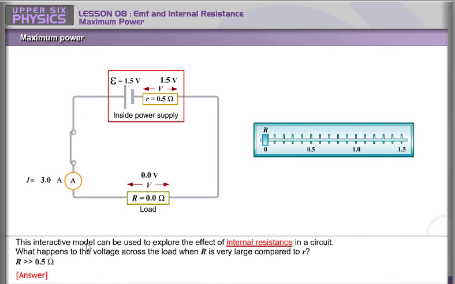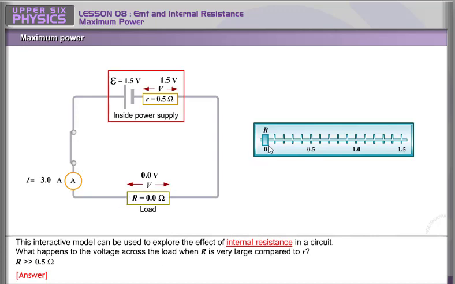This interactive model can be used to explore the effects of internal resistance in a circuit. What happens to the voltage across the load? This is the load. Load always refers to the resistance. When big R is very large compared to small r, small r is the internal resistance. Internal resistance is always inside a power supply or cell, right? So when this R is very much bigger than r, what happens to the voltage across the load, across here?